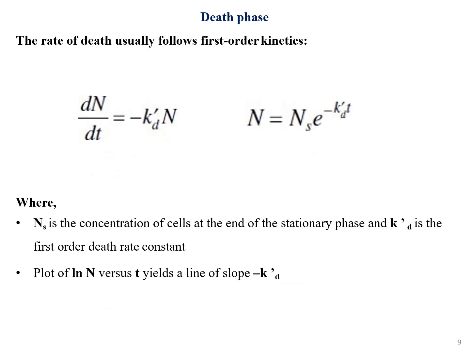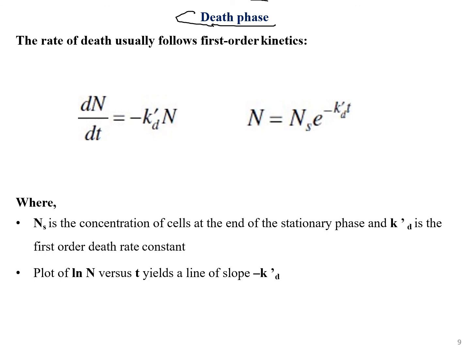Moving on, let's talk about the last phase, which is the death phase. The rate of death usually follows first order kinetics. This is something we need to remember: almost all of the phases generally follow first order kinetics, all three that we studied, exponential, stationary, and death. The lag phase is not counted in this, because it has nothing to do with it; it is just a phase where the microbes take time to adapt to the situation before they start growing.